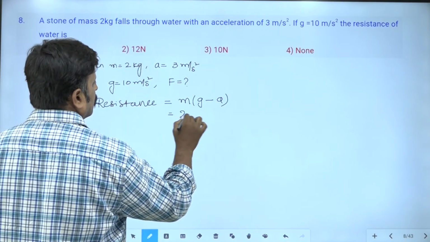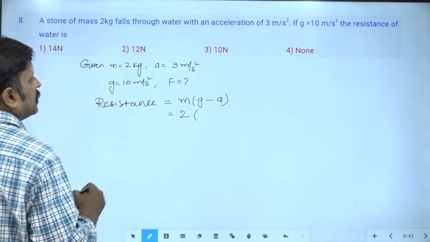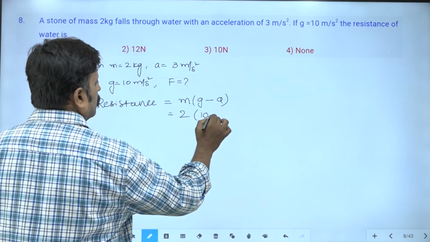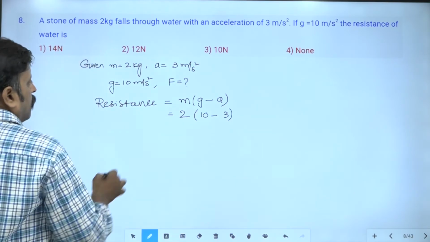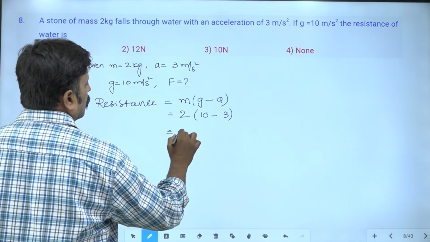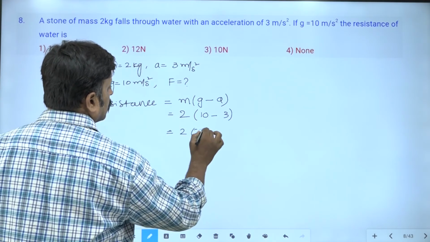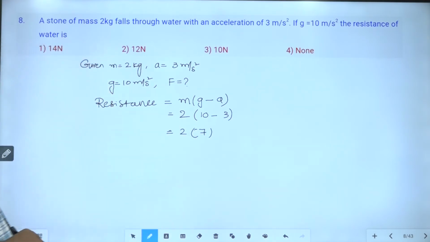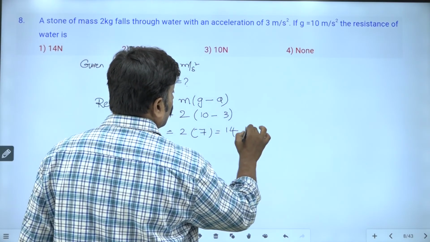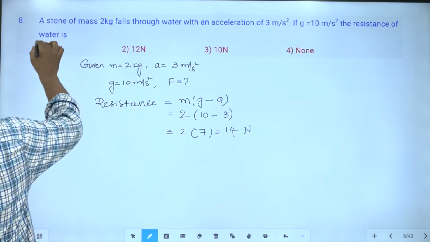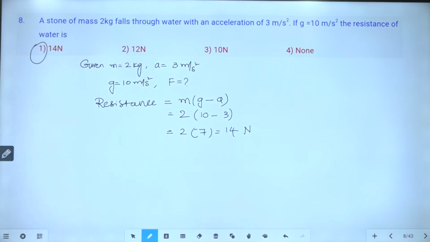Mass is 2, G is 10 minus acceleration is 3. That is 2 into 10 minus 3, which is 7. So the required force is 2 sevens are 14 newtons, which is the required answer. The option is the first one. Okay.